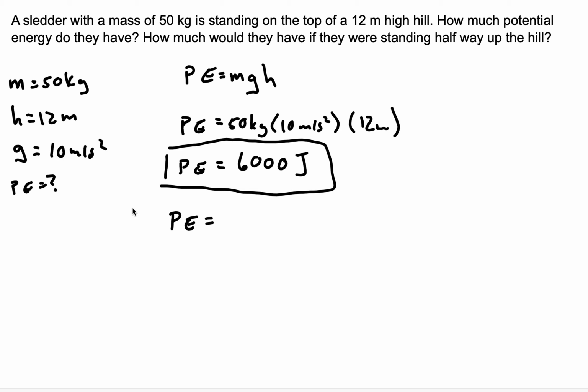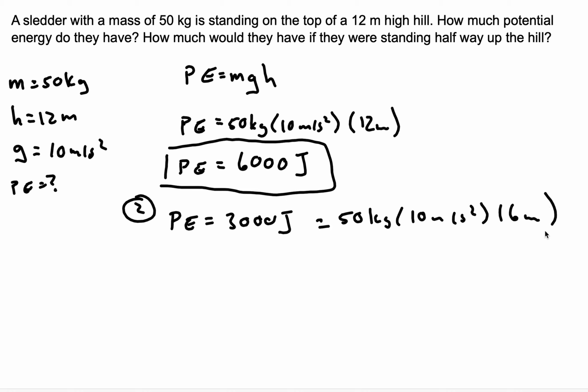I could tell you, without even doing a calculation, that the potential energy for part 2 would be 3,000 joules, because there's a direct relationship between the height and the potential energy, right? If you make the height half, potential energy goes down by half. If you double the height, the potential energy doubles. I could prove it by punching in 50 kilograms times 10 times 6. So 50 times 10 is 500, times 6 is 3,000.